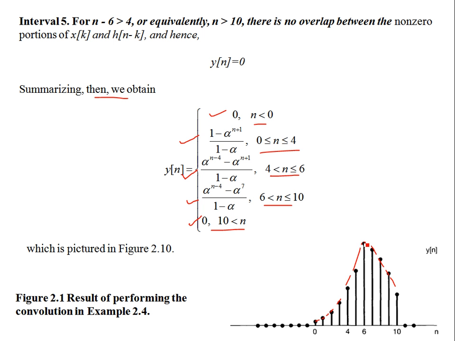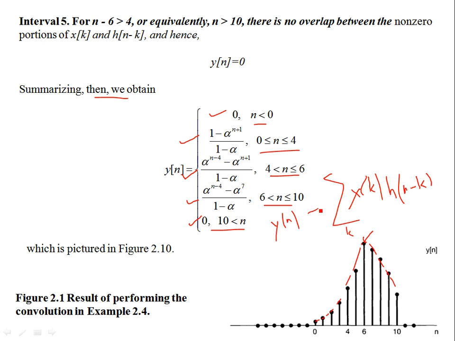So it increases first. This is the sample where the maximum number of samples for both x of k and h of n minus k are overlapping. And then again over here, the overlapping samples are decreasing this way. So this is my x of k. This trend is being defined by the summation of x of k times h of n minus k, summed over k. This is my y of n.